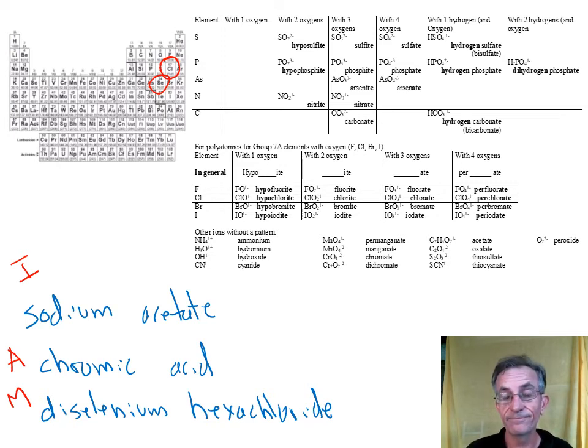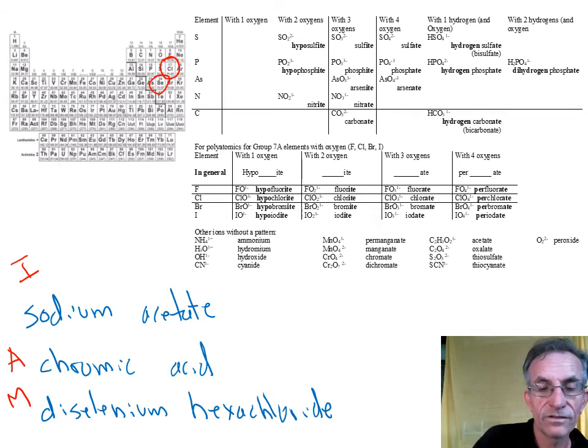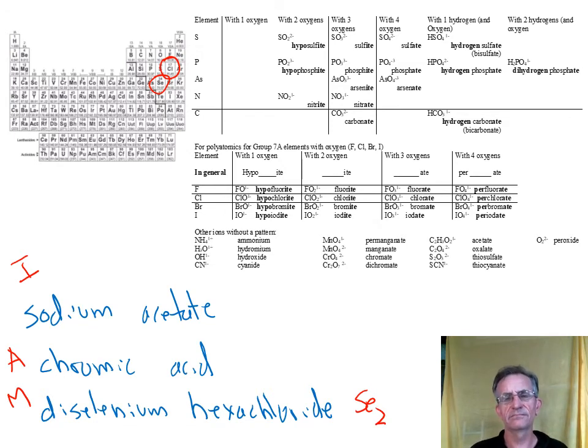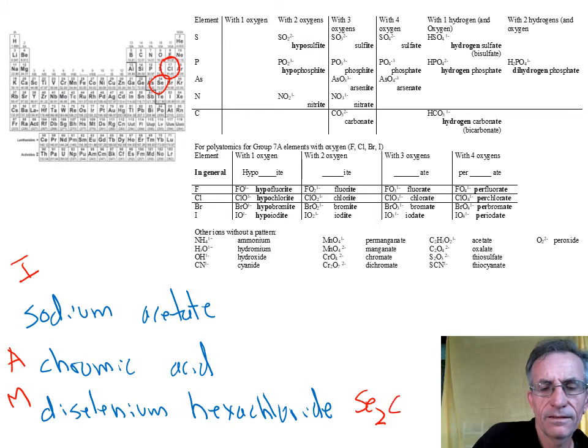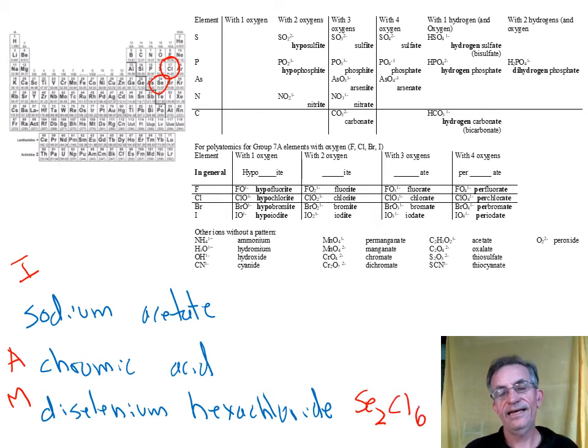All right, diselenium. Di, what does di mean again? 2. Selenium is Se. So there's 2 seleniums. Hexa, what does hexa mean? 6 chlorides. Done. Se2Cl6, diselenium hexachloride. It's molecular. The prefixes are the subscripts. All right, I think we'll keep going backwards.